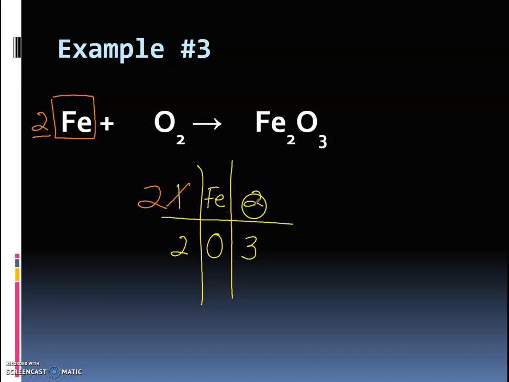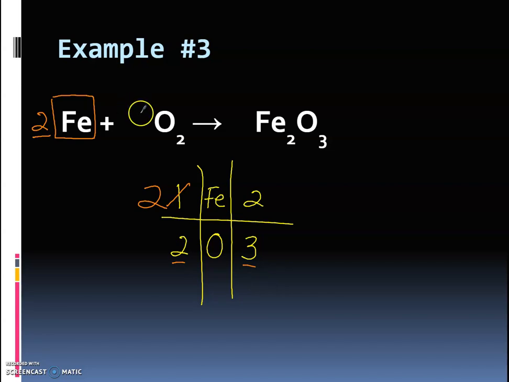Great. Now my irons are all balanced. Okay, so now I have my oxygens. I have 2 here, I have 3 here. Well, if I double this side, I'm going to get 4, and 4 and 3 aren't double. If I double this side, I'm going to get 6, and 6 and 2 aren't double, so I have to find the common multiple between these. The common multiple between 2 and 3, the lowest common multiple, yep, 6.